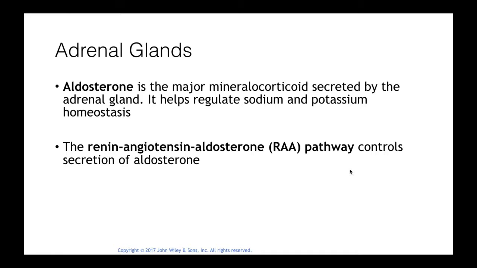Now what I'd like to show you is a little bit more on the adrenal gland and what we call the RAS system, the renin, angiotensin, aldosterone system, the RAS system. On the top there, you see how aldosterone is a major mineral corticoid secreted by the adrenal gland. It helps to regulate that sodium-potassium homeostasis. Sodium, potassium are kind of like antagonists to one another. When sodium is going in, potassium is leaving. When potassium is going in, sodium is leaving. They go in opposite directions.